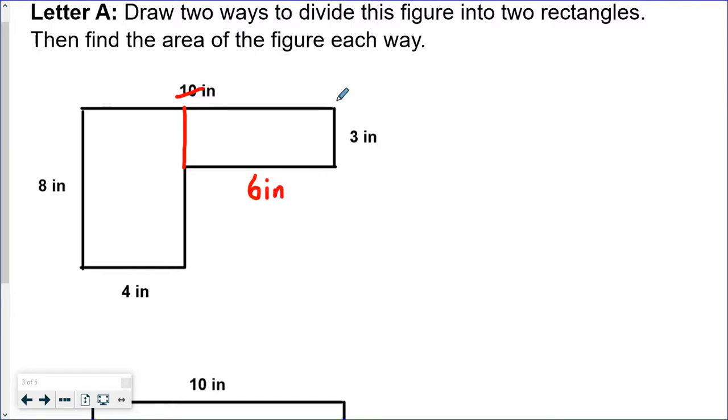Okay. Now I want to take 3 times 6. 3 times 6, this area right here is 18. Now I'm going to come over here to this rectangle, and this one, it's okay for me to use 8 because I do want this up and down, and I want to know the 4 there. So I'm going to take 8 times 4. 8 times 4 would be 32 inches. So now I'm going to take my 32 inches and my 18. I'm going to add those 2 numbers together. And by doing that, I should get the answer of 50 square inches.